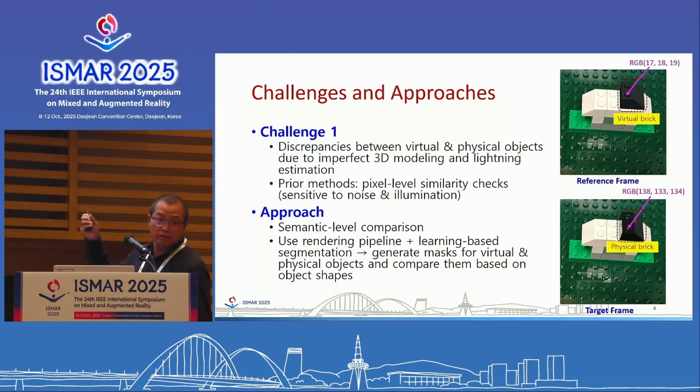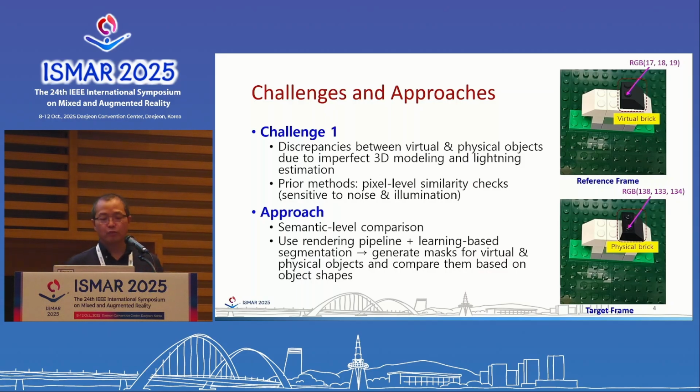I hope that you can hear my voice. So this is a virtual brick, and this is a physical brick, okay? You can see that even for the same pixels, pixel values are significantly different because one is a virtual piece and one is a physical piece, right? So the prior method for the similarity check, based on pixel-level similarity, is very sensitive to noise and illumination.